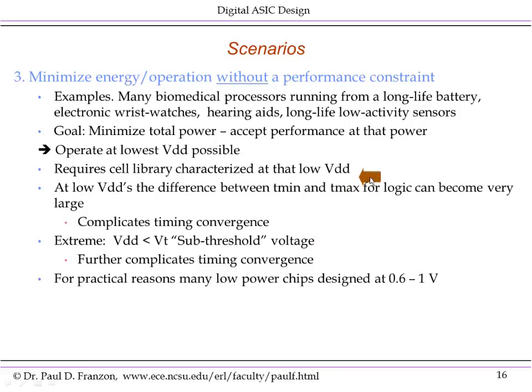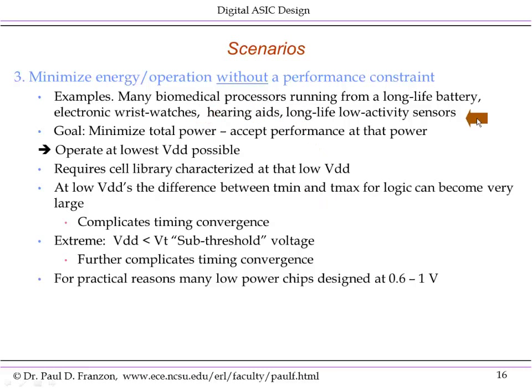This means you have to have a cell library that's characterized at low VDD. And at these low VDDs, the timing difference between Tmin and Tmax is so large it can actually be very hard to get timing convergence. In fact, preventing hold transitions in these sub-threshold logic families can be very difficult. For that reason, this still tends to be a somewhat specialized area, left to the few companies that build hearing aids, electronics, and wristwatch electronics.